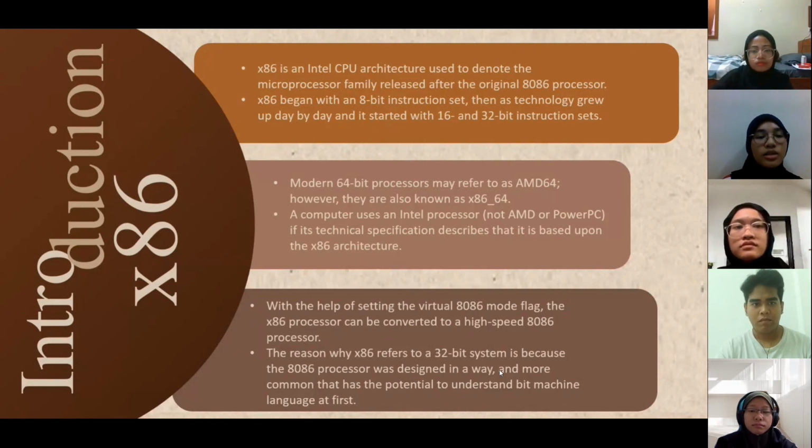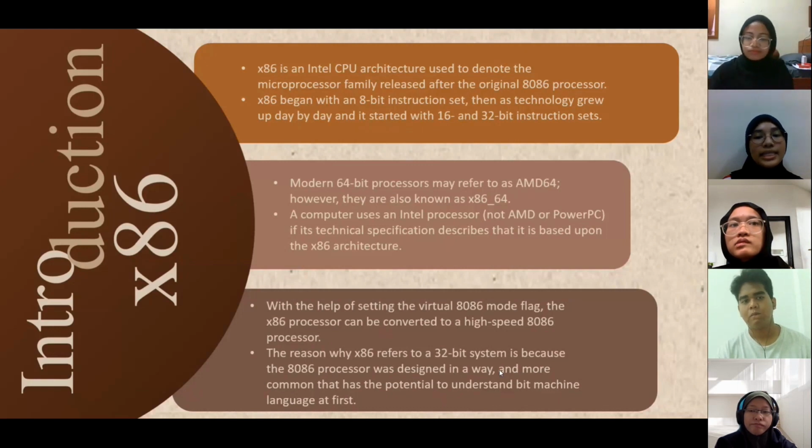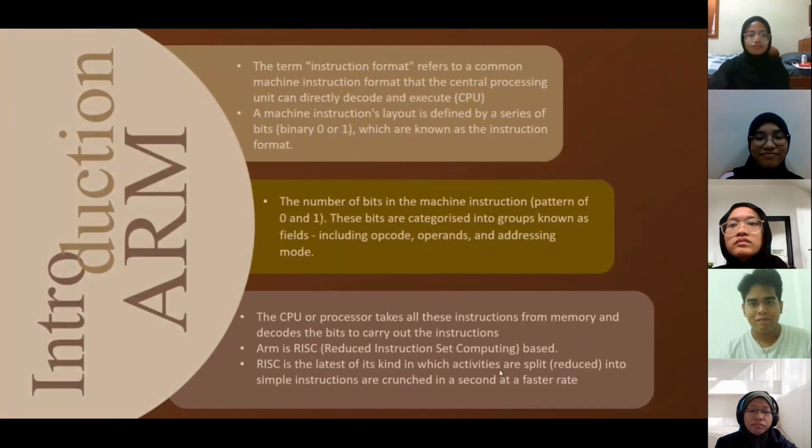Lastly, the reason why X86 refers to a 32-bit system is that the X86 processor was designed to be more common and to have the potential to understand big machine language at first. They were known as the X86 architecture as they kept 86 at the end of the model number. I will pass to the next one.